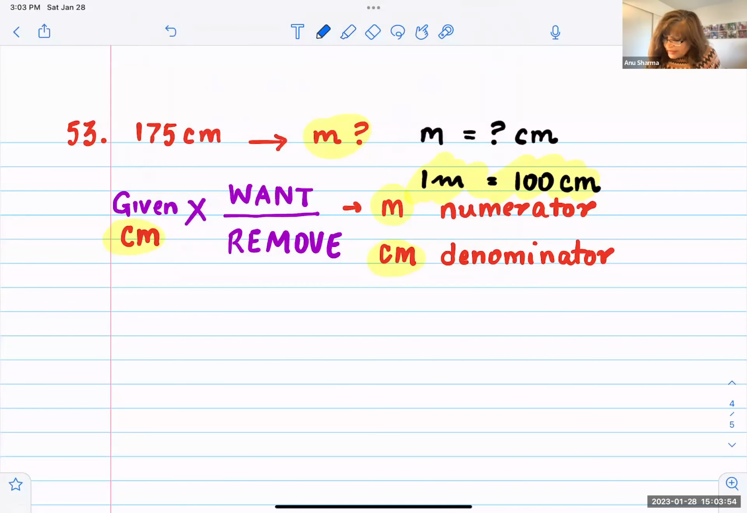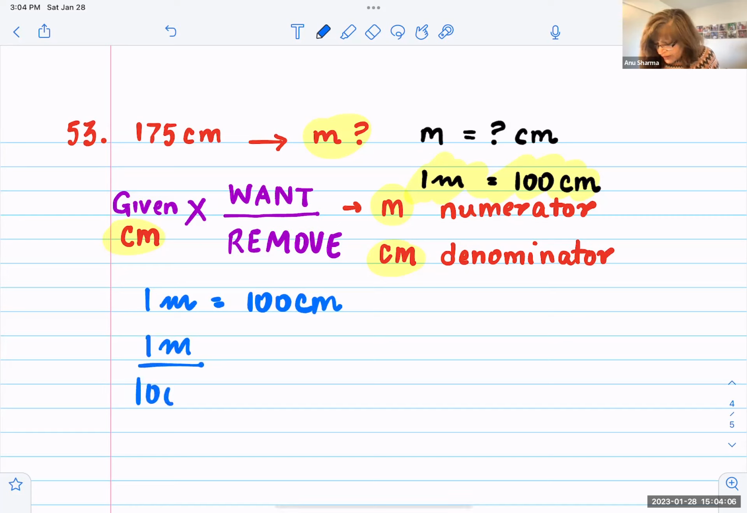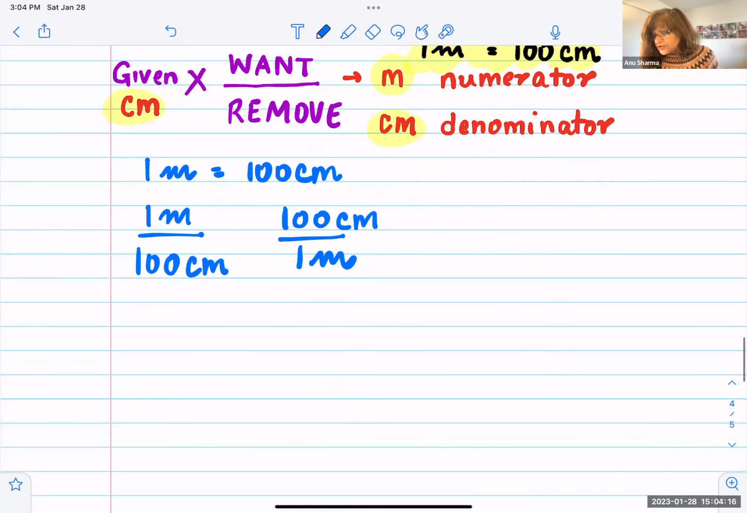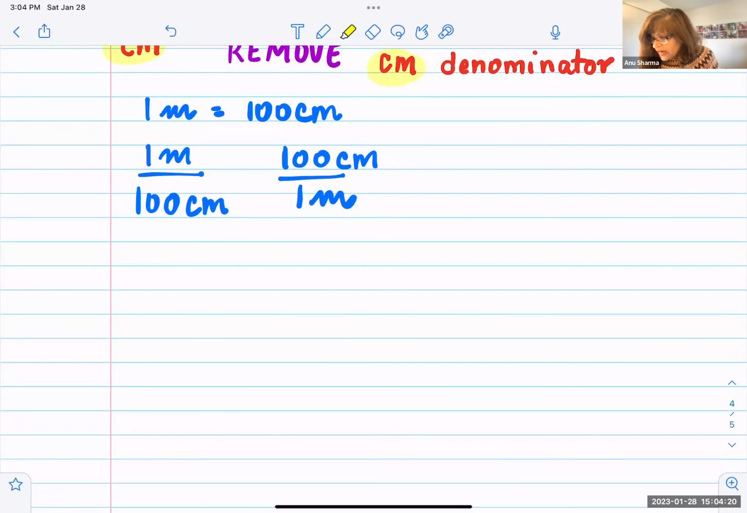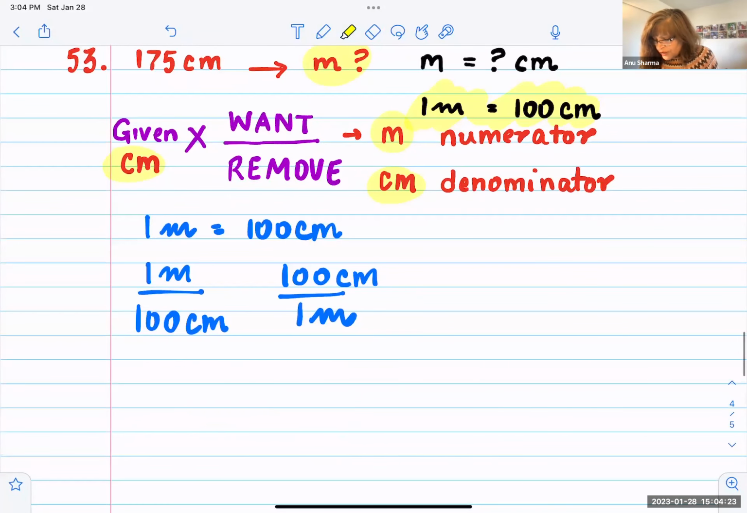Here we see, first of all, 1 meter is equal to 100 centimeters. So the two conversion factors are 1 meter over 100 centimeters, or 100 centimeters over 1 meter. Now out of these two conversion factors, which one will you use? Because we want to find out how many meters, we are going to use this conversion factor, because that allows us to cancel the centimeter.